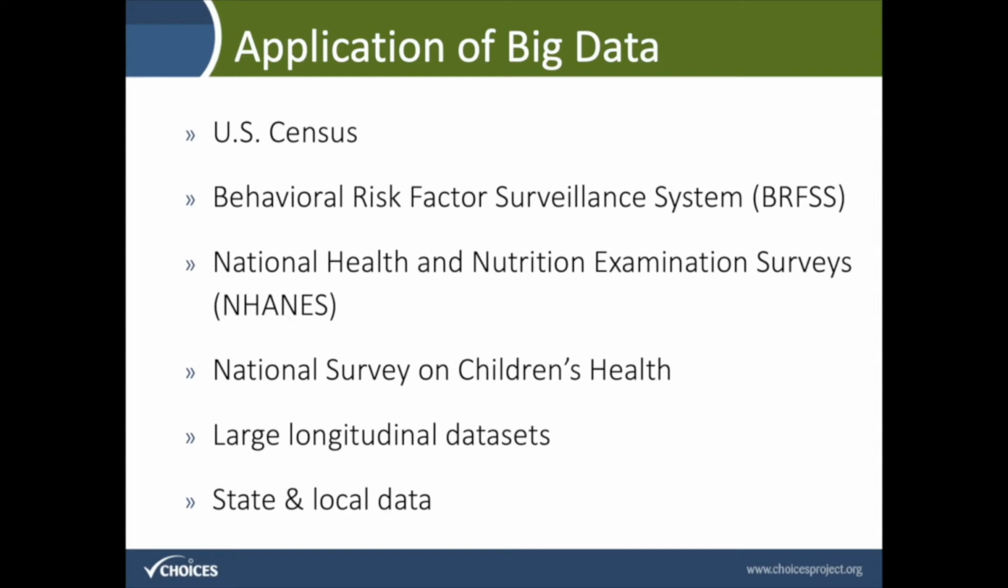And then we have to adjust that for self-report bias, looking at the NHANES or the National Health and Nutrition Examination surveys, where we have a smaller sample of objectively measured height and weight. We have similar processes for children from the National Survey on Children's Health. And then we also have different longitudinal data sets that follow individuals over time, looking at their height and weight. And lastly, we also will include state and local data where available.